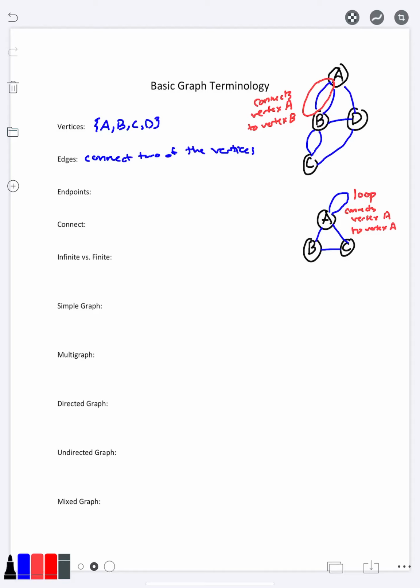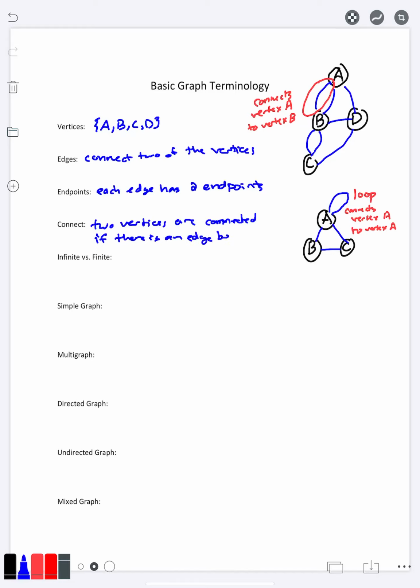Now, whenever you have an edge, it's going to have exactly two endpoints. You cannot have an edge that goes between three vertices. It has to go between two, and those two could be the same one. And then when we have the word connect here, two vertices are connected if there is an edge between them.